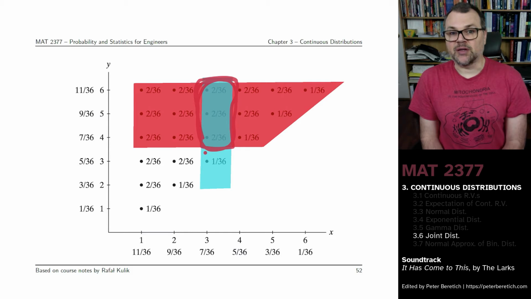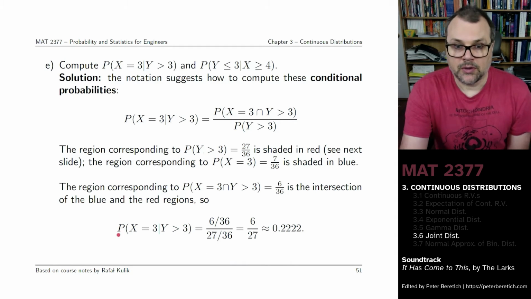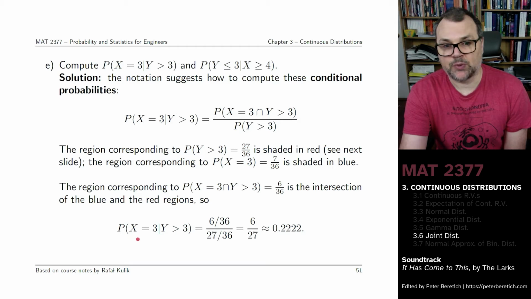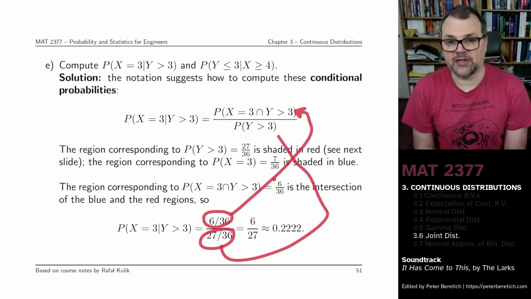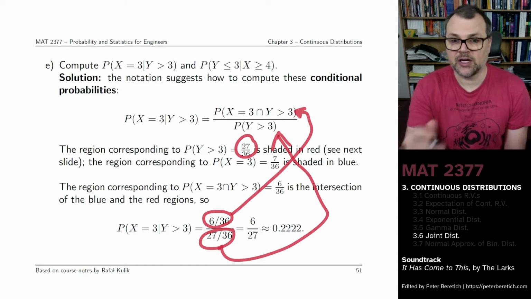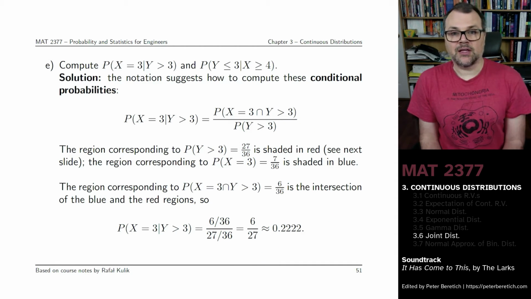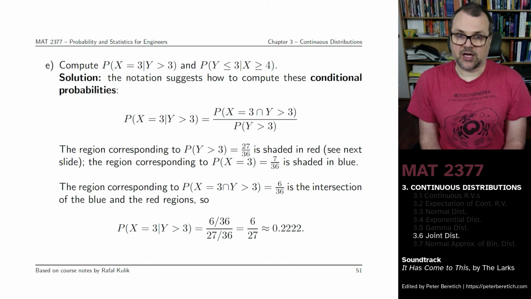And the probability of being both in the blue and the red would be 2 over 36 plus 2 over 36 plus 2 over 36. And that's 1/6. So what's the conditional probability that x would be equal to 3 if y is greater than 3? We look at 6 over 36, or 1 over 6 as the numerator right here. And the probability that y is greater than 3, 27 over 36, which is what we found, and you get about 22%. So what this is telling you is that if you know that the largest roll is going to be greater than 3, you have about 22% chance of having the smallest roll being exactly equal to 3.